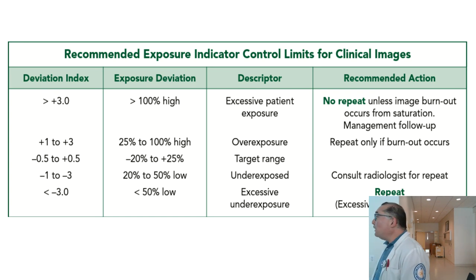So what is the target range? What is something that makes you happy? Well, when you think about it, it's the only one that's not whole numbers, right? It's negative 0.5 up to positive 0.5. If that number pops up after your exposure, that's our target, right? It's neither an overexposure or an underexposure. That would then thus be a properly exposed image.